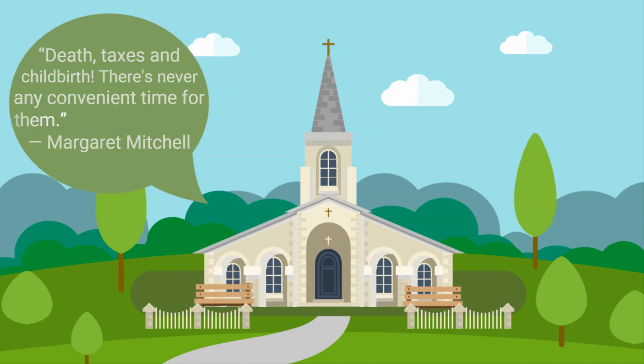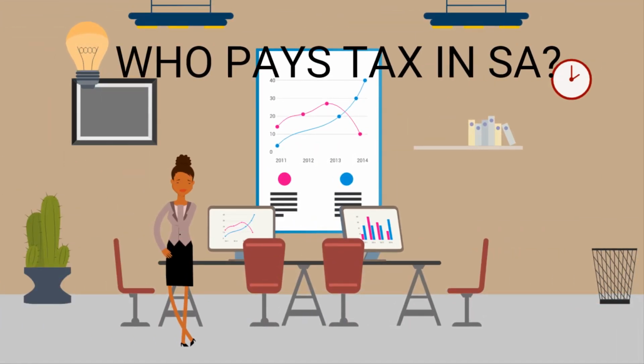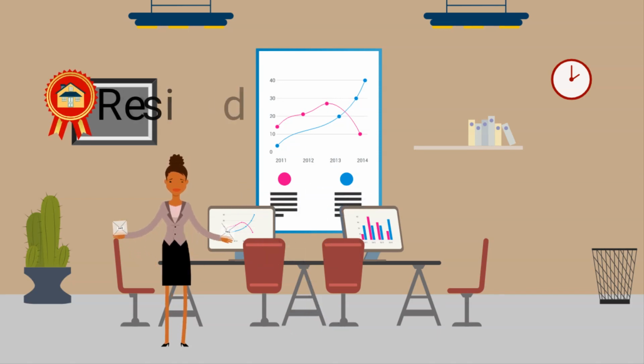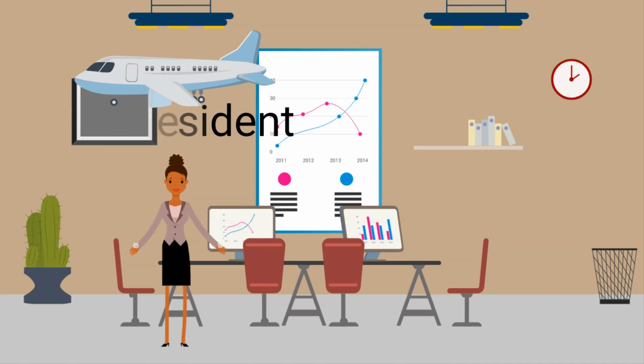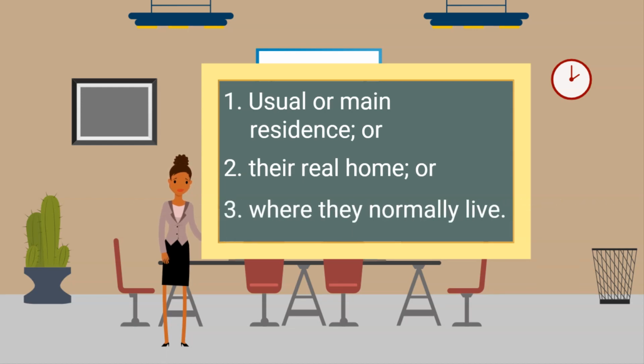So, let's start. First off, who pays tax in South Africa? Well, South Africa follows a source-based system, meaning there are two types of people who pay tax. These are namely, a resident or non-resident. An ordinary resident is someone who either refers to South Africa as their usual or main residence, their real home, or where they normally live.